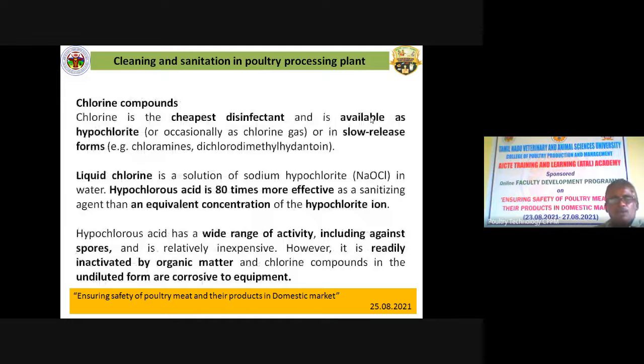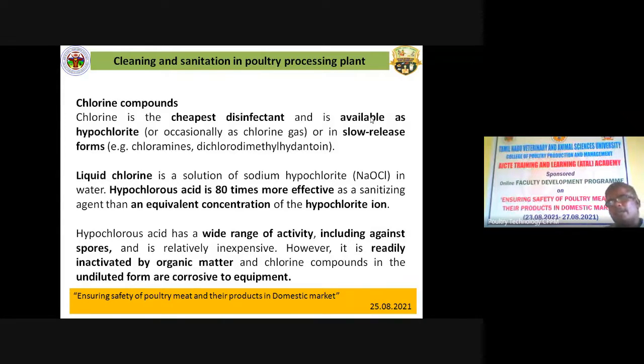So first we will see about chlorine compounds. These are the cheapest disinfectants. They are available as hypochlorite as well as slow release forms. The hypochlorites are available in solution form as well as in dry form. For example, calcium hypochlorite, bleaching powder, is available in powder form, and sodium hypochlorite is available in solution form. Occasionally chlorine is also available in gaseous form. With respect to slow release forms, chloramine and dichlorodimethyl hydantoin are some of the chlorine compounds acting as slow release forms.